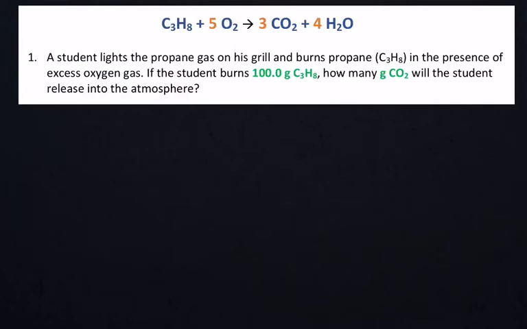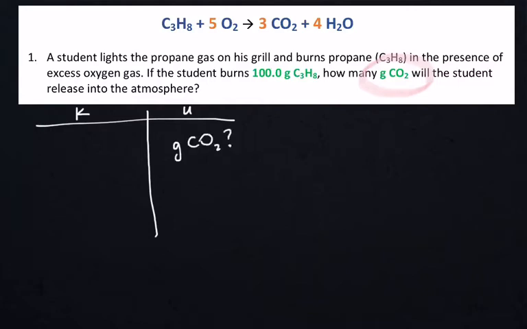We're going to need a known and unknown table. With our known and unknown table, we always start off with what we don't know. So I go back to the question that asks how many. It says how many grams CO2. So we're going to have to calculate an answer that ends with the units of grams CO2. That's going to be our unknown.